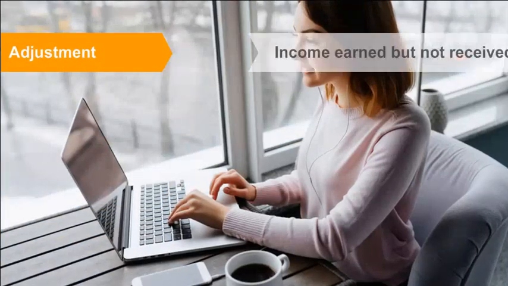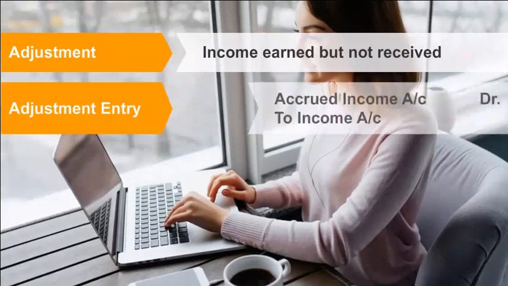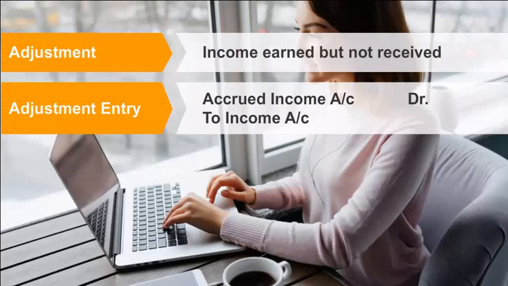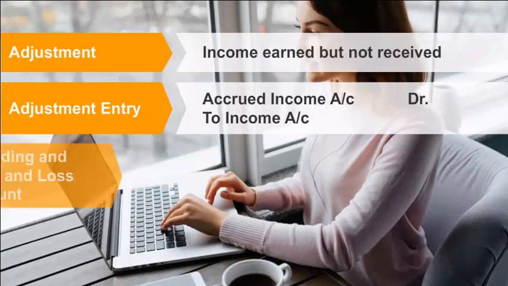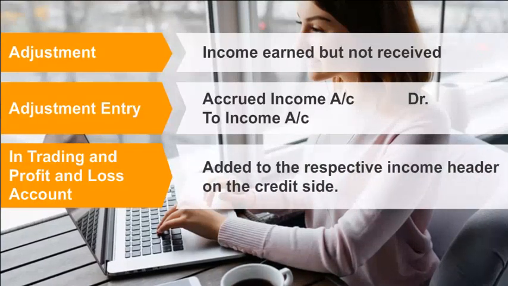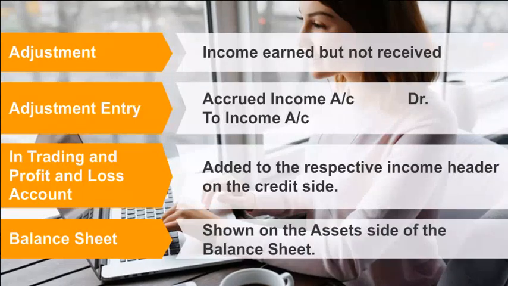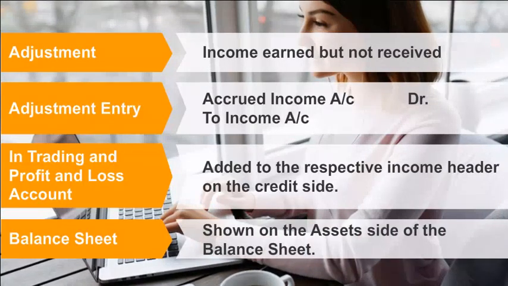Adjustment: income earned but not received. Adjustment entry: accrued income account debited to income account. In the trading and profit and loss account, it is added to the respective income header on the credit side. In the balance sheet, it is shown on the asset side.